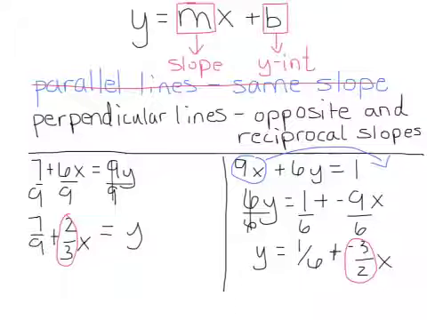If I look at the definition of perpendicular lines, I notice that they have opposite and reciprocal slopes. These slopes are definitely opposite because one is positive 2/3 x and the other is negative. Those are opposites. Reciprocal means that the fraction is flipped over. 2/3 is the reciprocal of 3 over 2. So these are opposite and reciprocal slopes. So these lines are perpendicular.